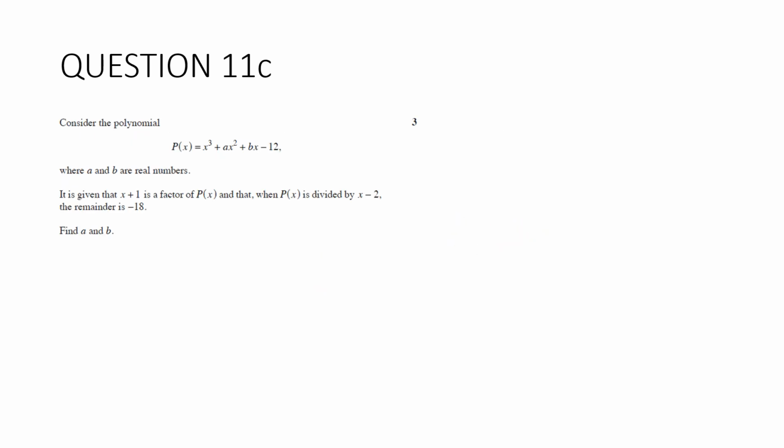11c. Consider the polynomial p of x is equal to x cubed plus ax squared plus bx minus 12. a and b are real numbers. It is given that x plus 1 is a factor of p of x, and that when p of x is divided by x minus 2, the remainder is negative 18. Find a and b. All right, if x plus 1 is a factor, then p of negative 1 must equal 0. And so that is equal to negative 1 plus a minus b minus 12 is equal to 0. Tidy it up. a minus b is equal to 13.